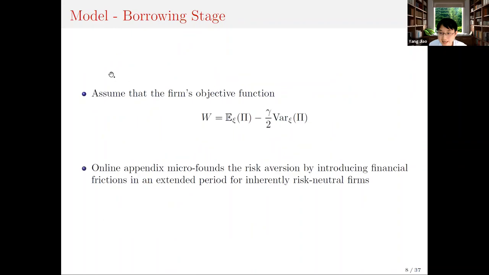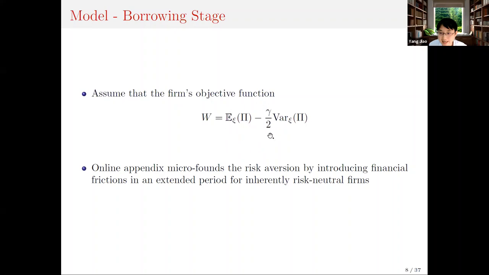So with this second stage solution, we go back to the first stage. For the first stage, we assume that the firm's objective function is going to be risk averse. This is a very simple mean variance functional form. And this gamma is going to be the risk aversion, pi is the profit of the firm.